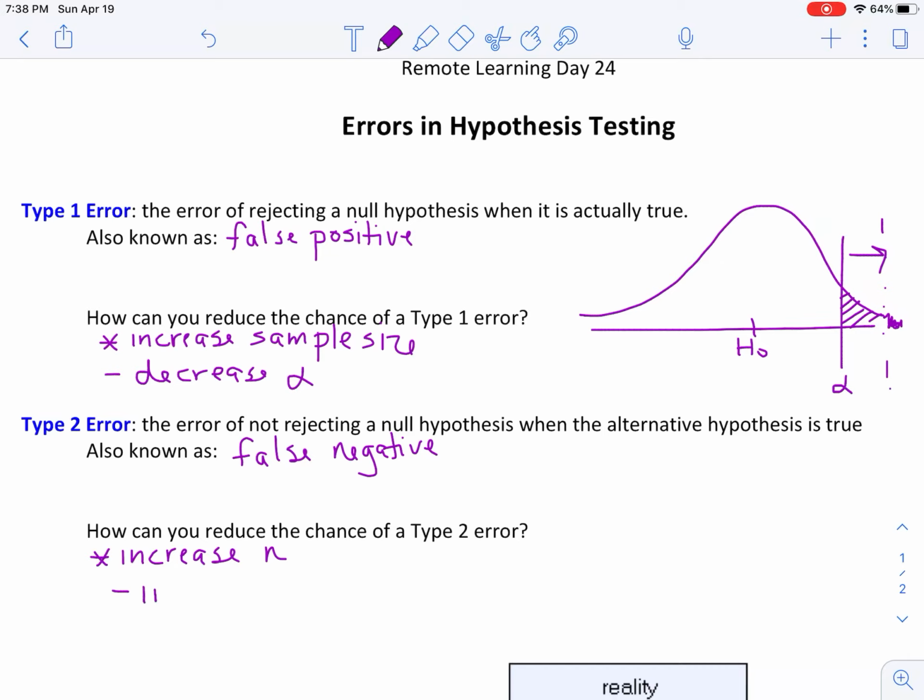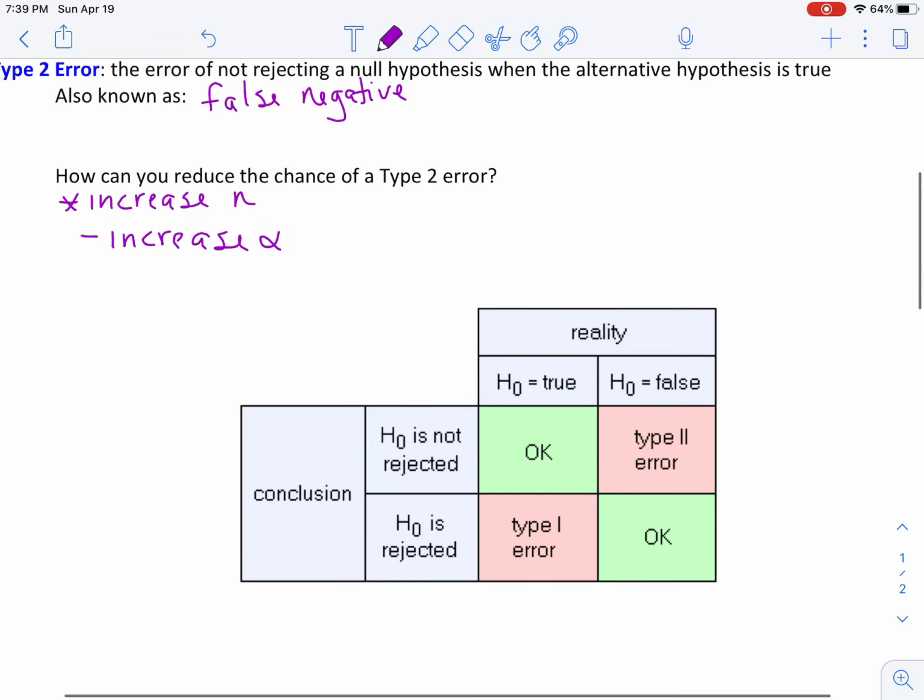So if I want to decrease a type 2 error, I can actually increase alpha. We're going to talk more about that tomorrow. But here's just another chart. This is, over here, the conclusion you make, and then what's actually true, you read down this way. So that sums up the type 1 and the type 2 errors for you.